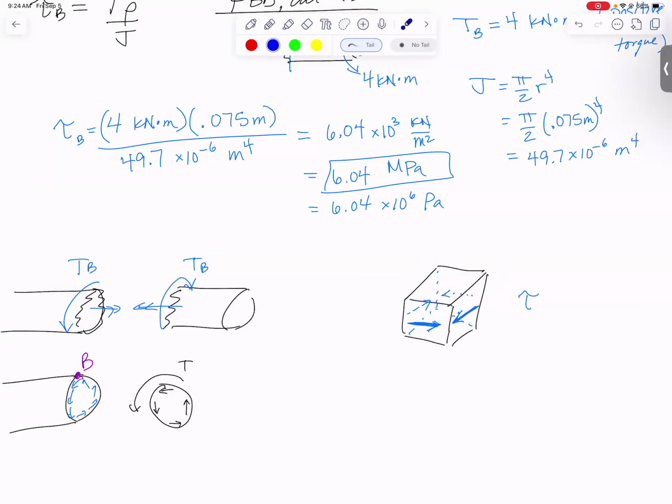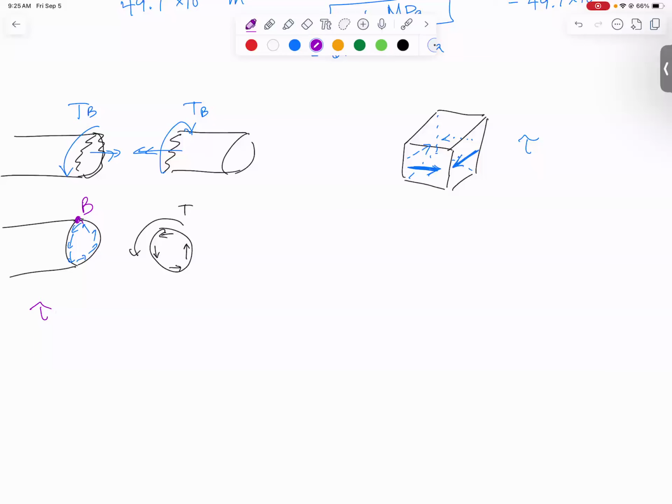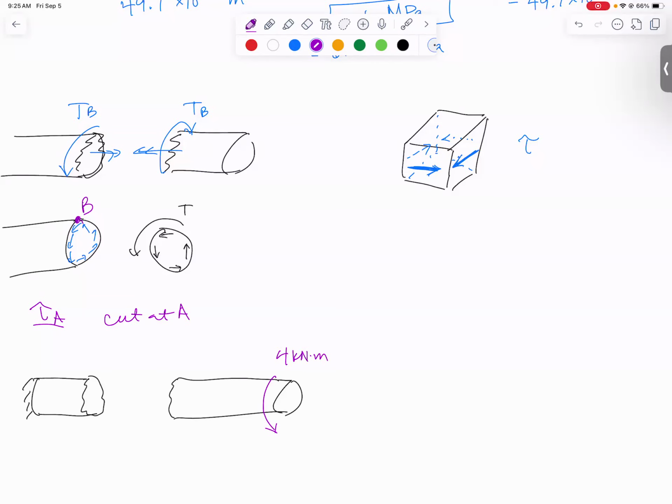Let's do another one. We're supposed to do tau A. To do tau A, I first need to do a cut at A. So doing that cut, I'm actually going to draw both sides of the cut this time because I know I'm going to need them later anyway. So there's one side of the cut. There's the other side of the cut. What we have acting on here is a 4 kilonewton meter torque right there, 10 kilonewton meter torque right there. Then we're going to have the torque at A. Let me draw it as a positive torque, and we'll see if it comes out positive or negative, which would mean it would act that way, torque at A on that side of the cut. Let's sum torques.